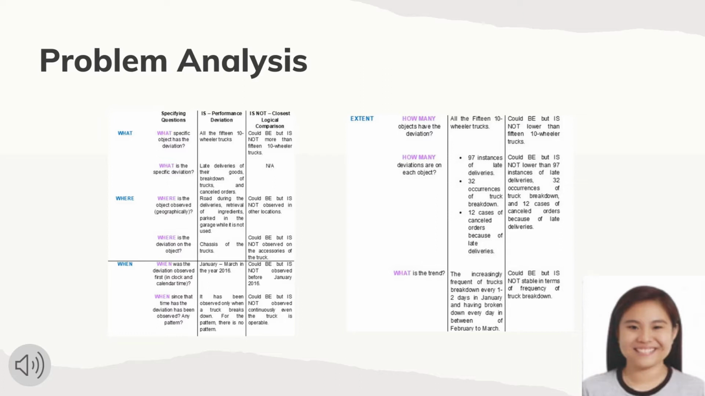For its extent, how many objects have the deviation? How many deviations are on each object? What is the trend? All the 15 10-wheeler trucks, 97 instances of late deliveries, 32 occurrences of truck breakdown, 12 cases of canceled orders because of the late deliveries, and increasingly frequent truck breakdowns every 1 to 2 days in January and every day between February and March. Could be but is not lower than 15 10-wheeler trucks. Could be but is not lower than 97 instances of late deliveries, 32 occurrences of truck breakdown, and 12 cases of canceled orders because of late deliveries. Could be but is not stable in terms of frequency of truck breakdown.